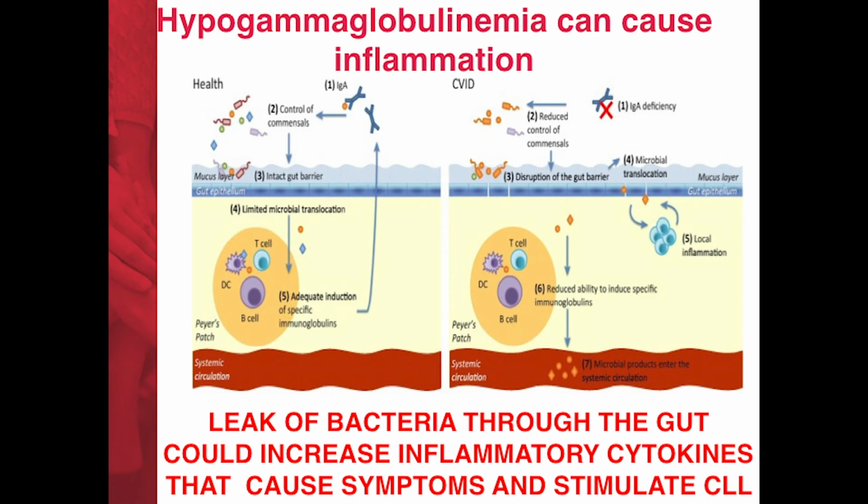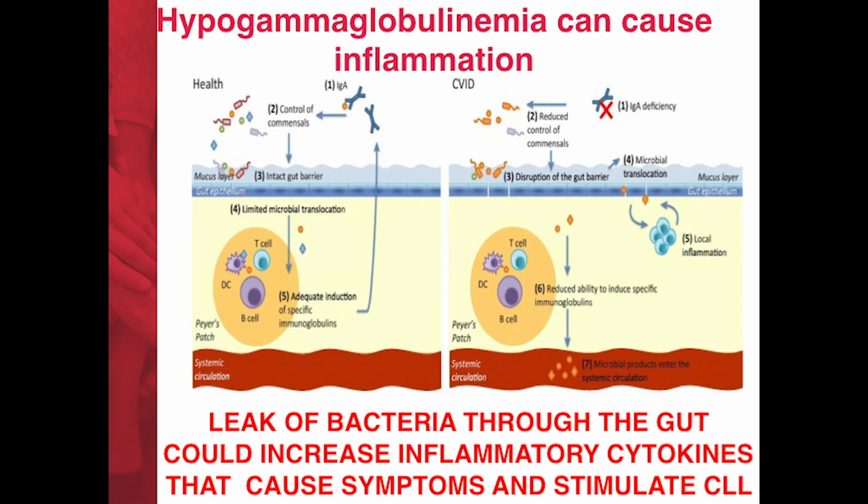And what they do is they actually bind to bacteria and keep them localized in the lumen and not let them cross into the bloodstream. But as CLL progresses, these levels can decrease, and that can then allow what we call subclinical infection. So a little bit of leak of bacteria into the blood, not enough to make a full-blown infection, but enough potentially to stimulate the immune system to increase inflammatory cytokines, and these cytokines then can cause symptoms and also stimulate the CLL cells to grow.